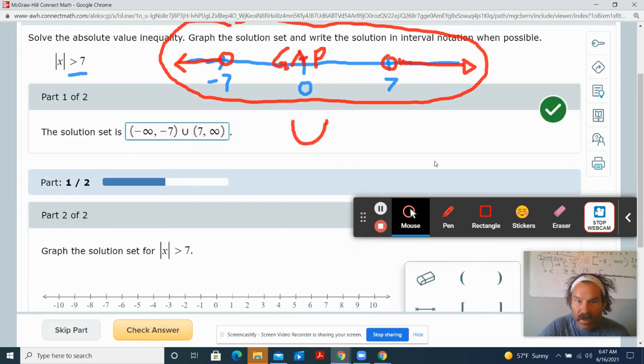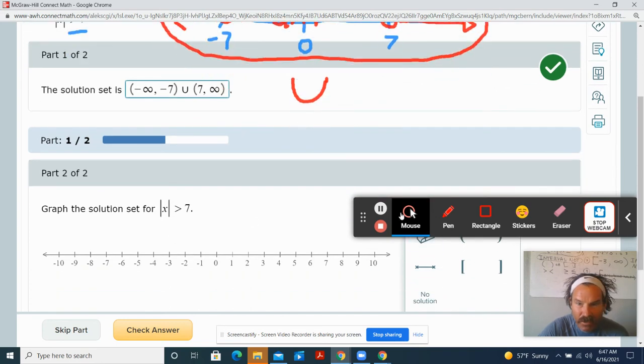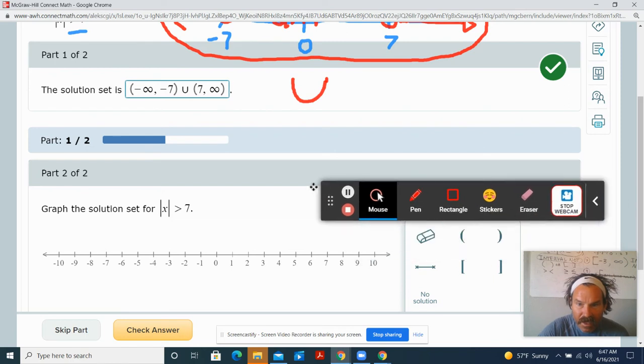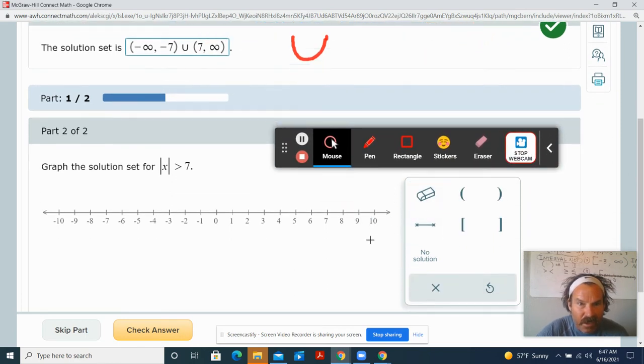And then once you have part 1 done, part 2 will be pretty easy because part 2 is just asking you to reproduce this graph here. So I'm just going to reproduce it, using the tools that they give you here. So I'm going to use this one. I'm going to put this over here at -7. I'm going to use this one. I'm going to put this one here at 7. And then I'm going to use the line tool to highlight this one on the left. I'm not going to put anything in the gap because the gap should be left unshaded. And then just make sure you click and then check answer.